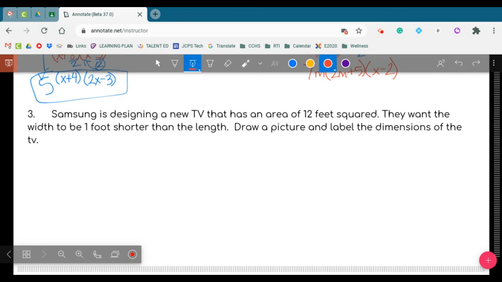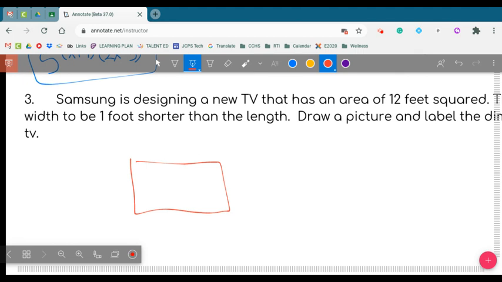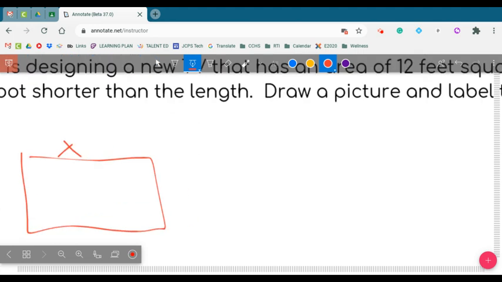Okay, Samsung is designing a new TV that has an area of 12 feet squared. They want the width to be 1 foot shorter than the length. Draw a picture and label the dimensions of the TV. Okay, so our width has to be 1 foot shorter than the length. So our x is our length, and then x minus 1 is our width.